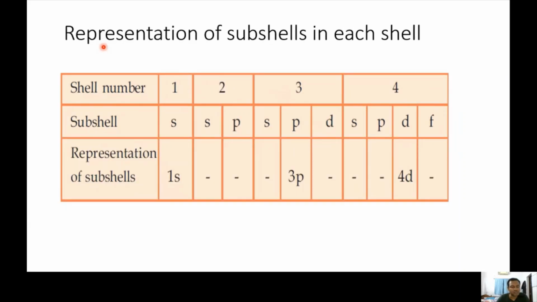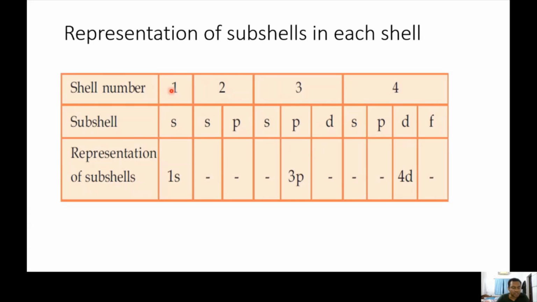Next we will study the representation of subshells in each shell. We know that the s subshell is present in all the shells 1, 2, 3 and 4. How this s can be represented when it comes in various shells is shown here. Or p, when it comes in various shells, how it is represented. Some examples are shown in this table, and the other things which are to be filled, we will fill soon after explaining it.